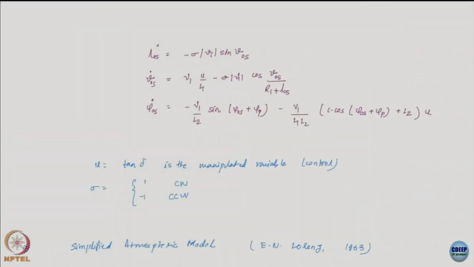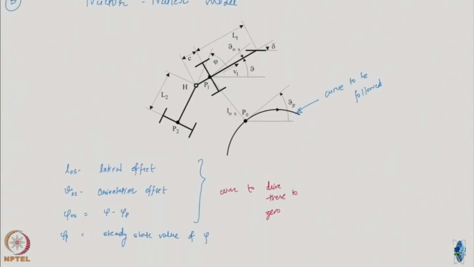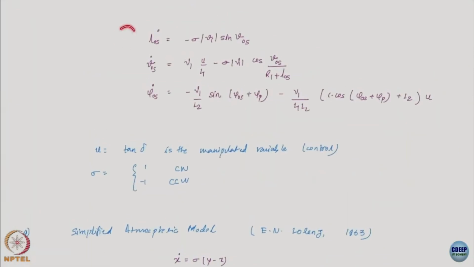So this is the model, very scary looking, honestly speaking. This is the lateral offset derivative. This is the angle offset derivative, and this is the phi var phi offset derivative. These are absolute values where v1, v2 are the velocities of the trailer and the tractor. So this is the very complicated looking model.